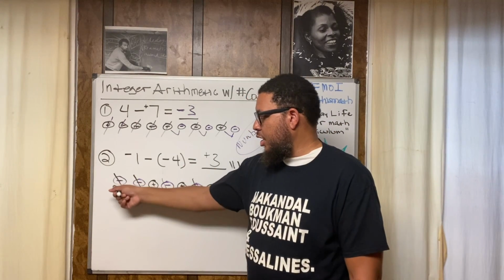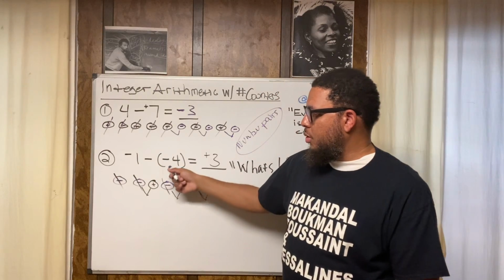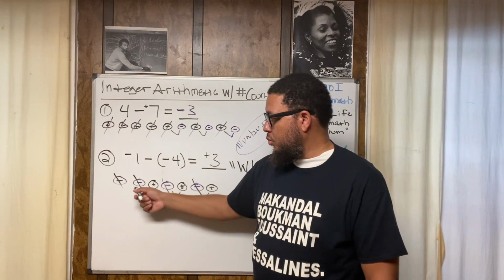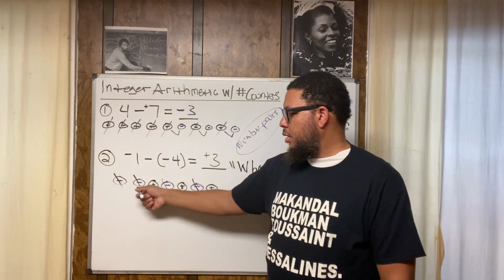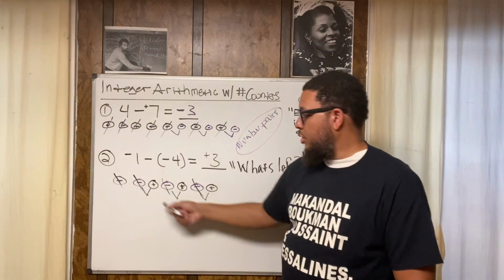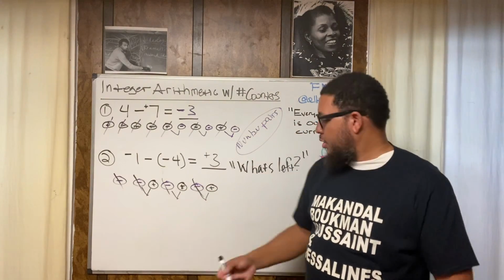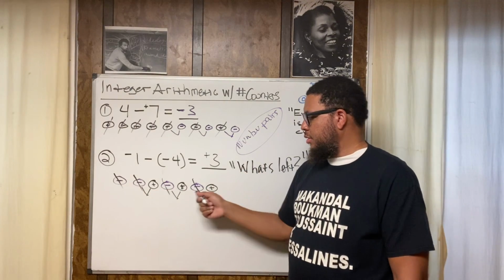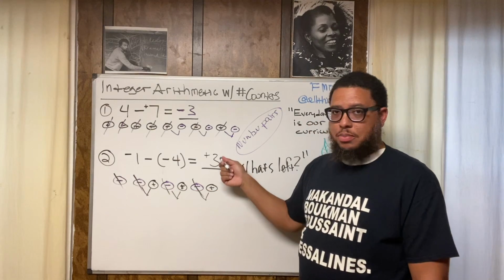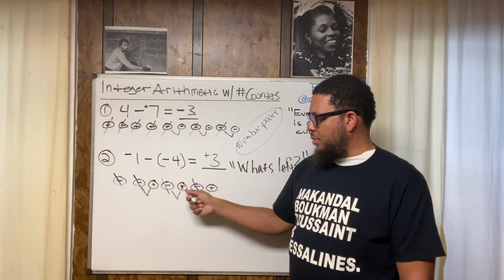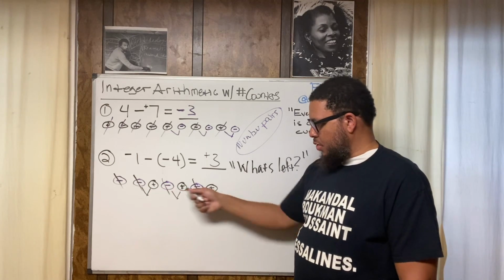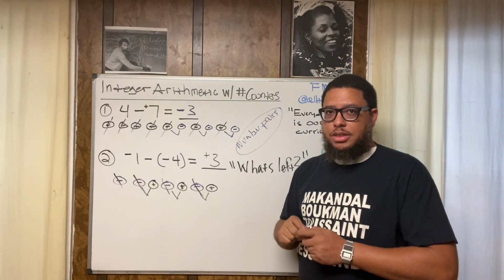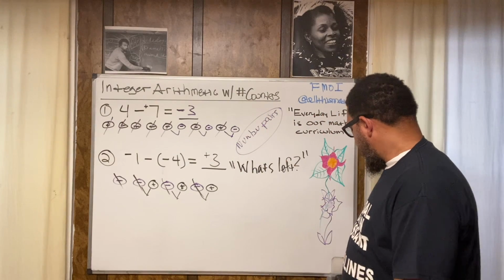But we can use number counters. We start out with -1. We want to take away -4. So that means I need 4 negatives altogether. In order to get 4 negatives, you need to do what? 1, 2, 3. So now I got 4 negatives altogether. You take away the 4 negatives. What are you left with? Always ask this question: what's left? What's left is your answer. 3 positives. 3 positives is +3. We're not multiplying these, we're adding them up. 1 plus 1 plus 1. That's +3. So again, this is how we do integer arithmetic with number counters.